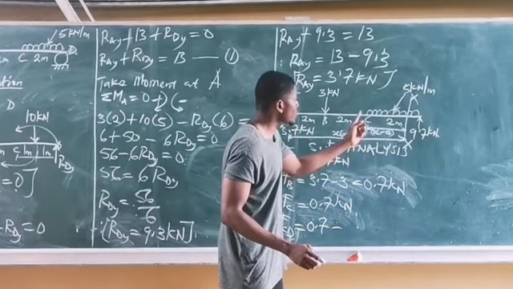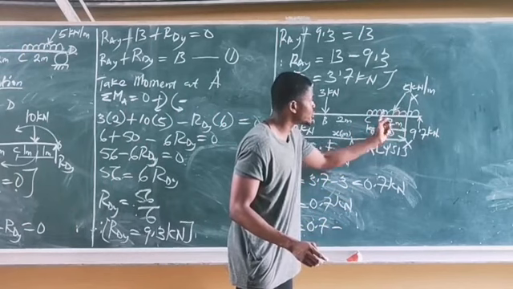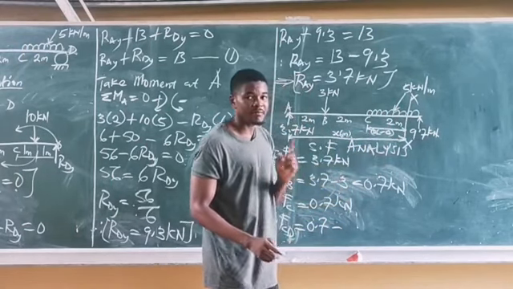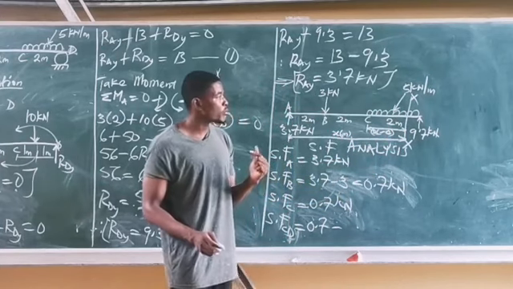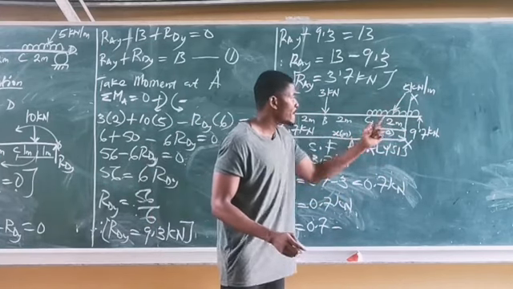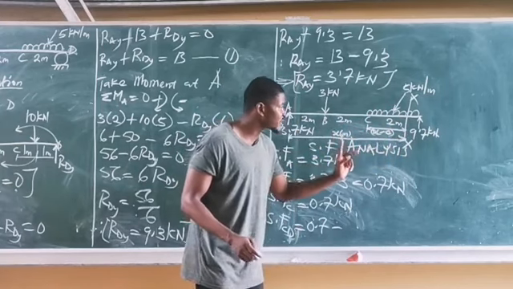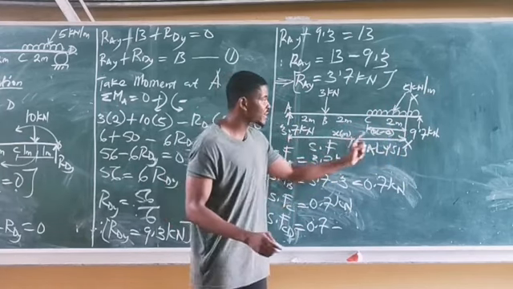Minus, we want to now convert this UDL to a point load. The length of the UDL is x minus 4. Remember, to convert the UDL to a point load, multiply the intensity of the load by the distance covered, or the length covered by the UDL. And in this case, the length covered by the UDL is x minus 4.